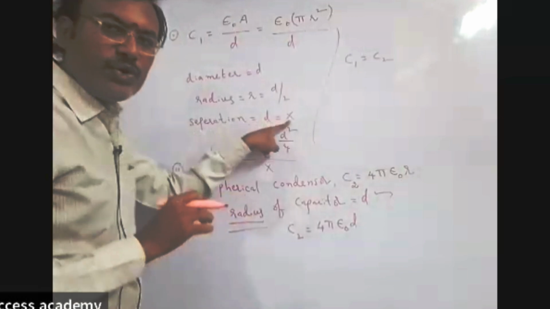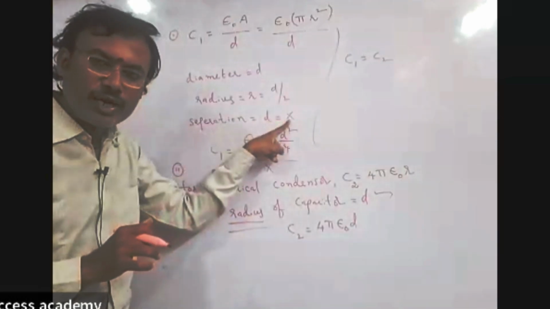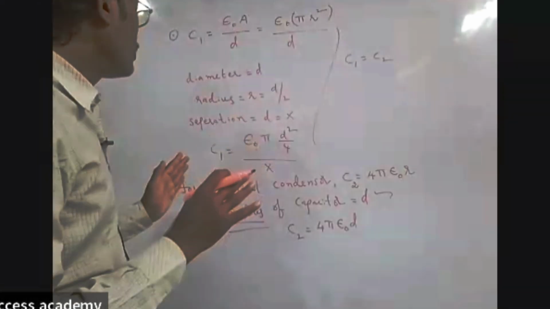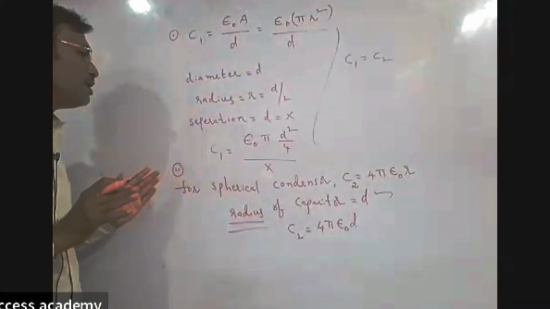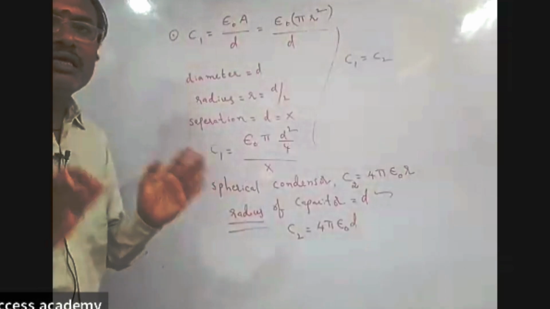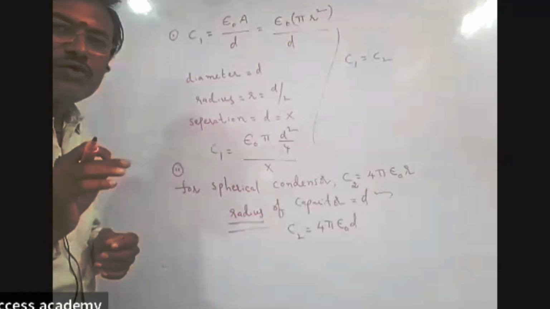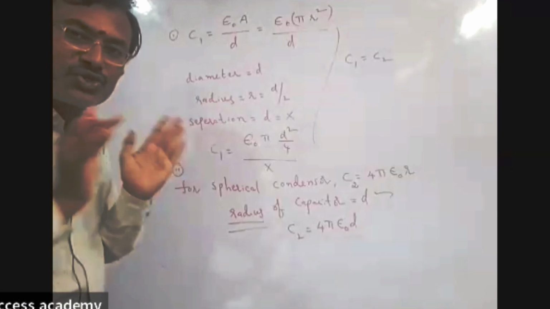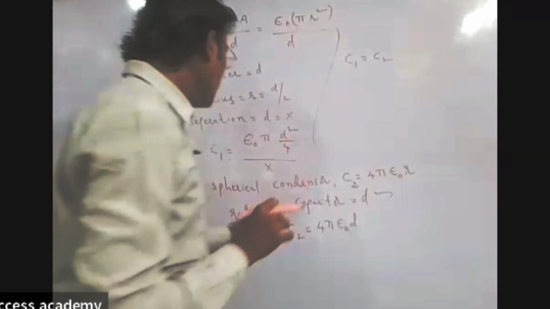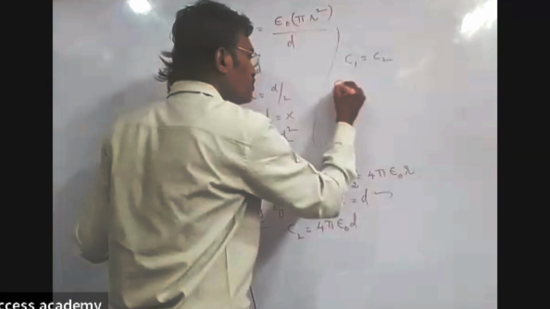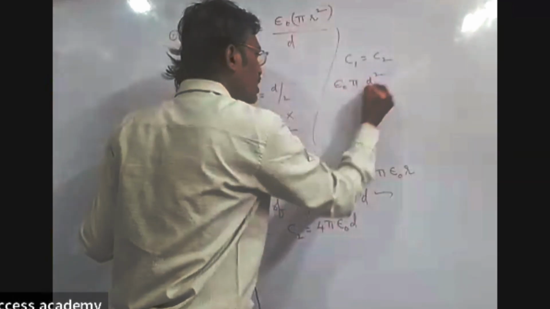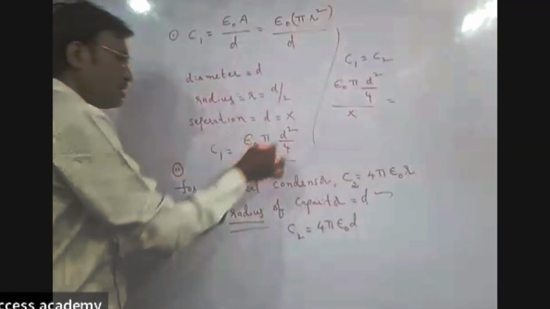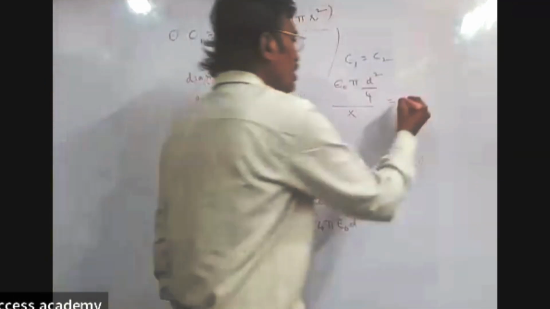We need to calculate the x value. The question is very clear: the separation of the plates in the parallel plate capacitor. So what is C1? Here itself it is present: epsilon naught pi d squared by 4 by x. This is C1. C2 is 4 pi epsilon naught d.